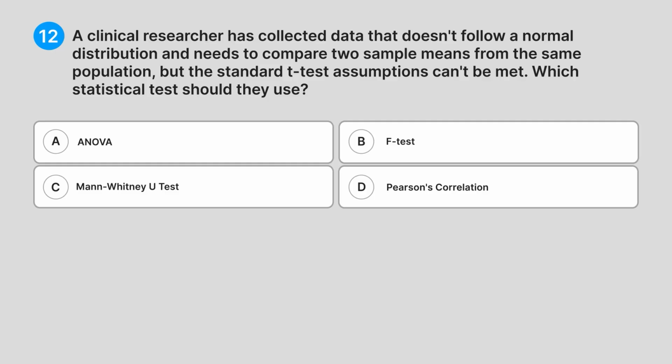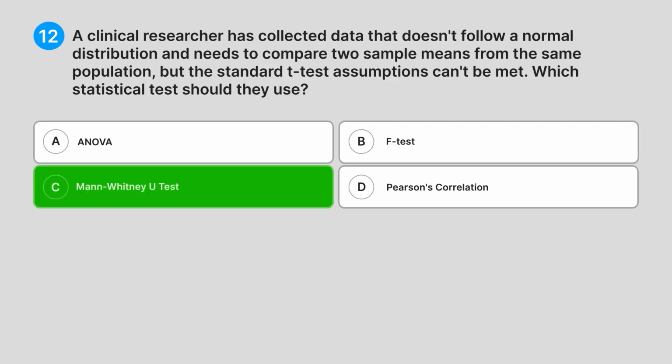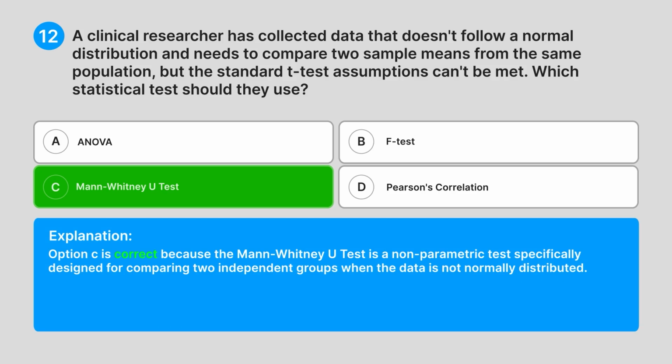Correct answer, C. Mann-Whitney U-test. Explanation: option C is correct because the Mann-Whitney U-test is a non-parametric test specifically designed for comparing two independent groups when the data is not normally distributed.